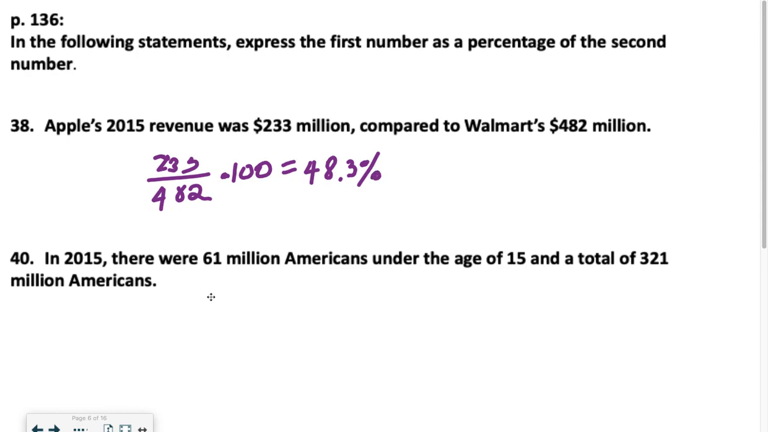In 2015, there were 61 million Americans under the age of 15 and a total of 321 million Americans. So again, because they're both in terms of million, we can use a similar setup. Again, if you want to throw the times 100 in there to not have to move at the end, you can. 19%.